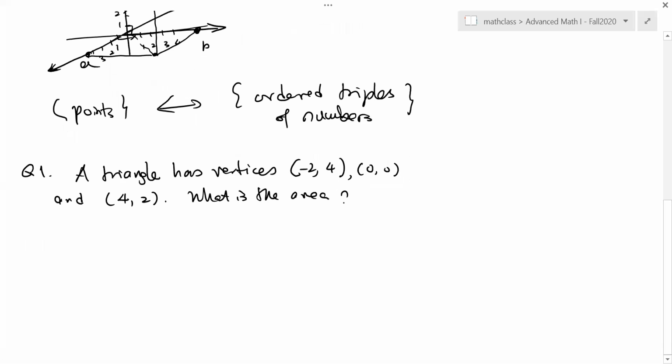Now, the triangle is not given. How do you find the area of a triangle? We have to find the length of the base and the height, right? But we cannot use that formula to solve this problem.